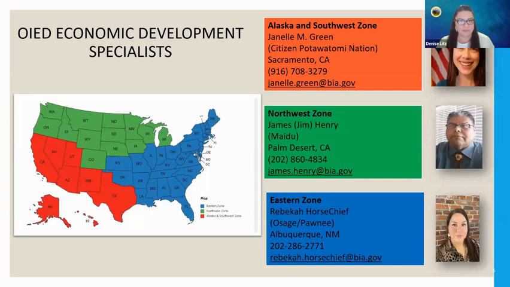So our Economic Development Specialists, we have 3 staff. Janelle Green covers Alaska and Southwest zones, and you'll see on the map, those are the states that are covered in red. She is from Citizen Potawatomi Nation. Jim Henry is Maidu, and he covers the Northwest zone. You'll see those are the states that are highlighted in green. And then we have Rebecca Horsechief, who's Osage and Pawnee. She covers the Eastern zone, and those are the states that are highlighted in blue.